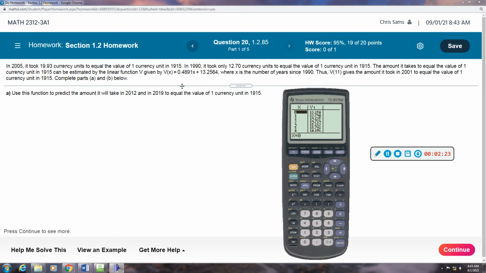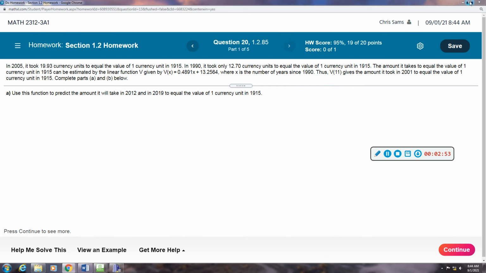Now, we want to predict the amount it would take in 2012. 2012 from 1990 is going to be 22 years if you do the math. So 22 years is what we're looking for. X is the number of years. I'm just going to scroll down until I get to 22, and then I see 24.017.